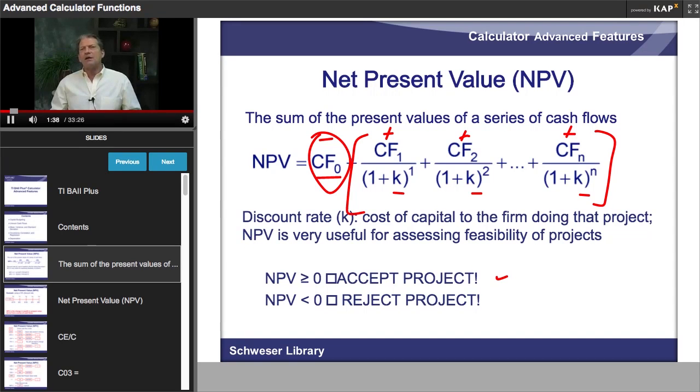And if it's negative, that means that the present value of those future positive cash inflows is not greater than the cost today, so we shouldn't do it. We'd reject the project.